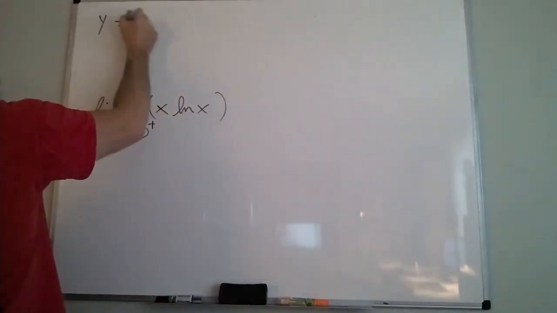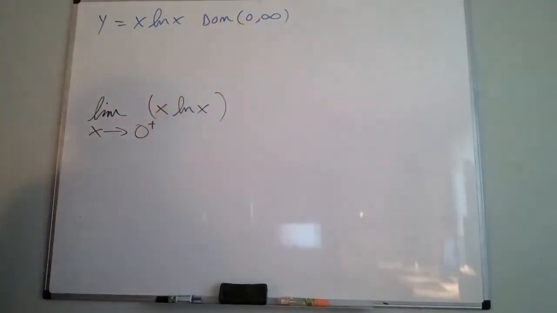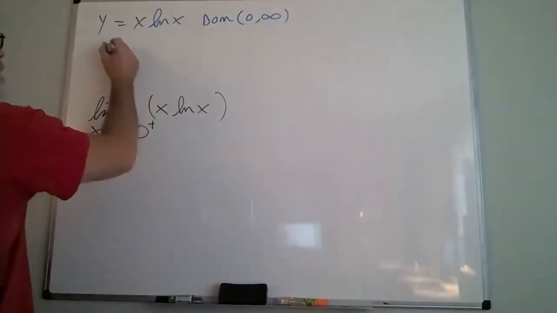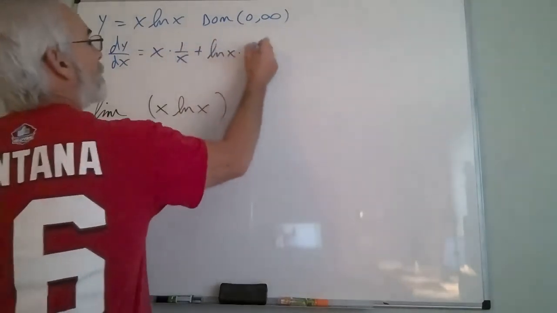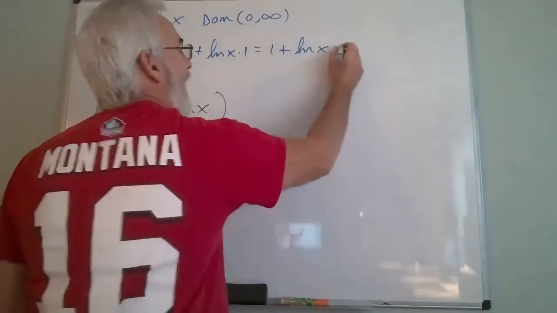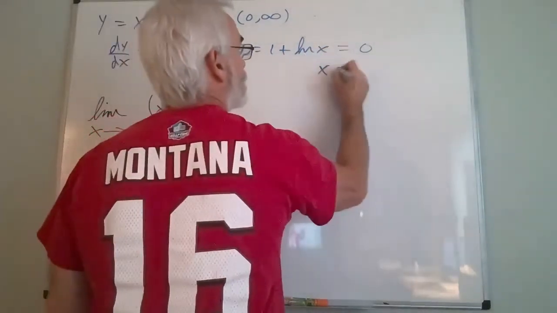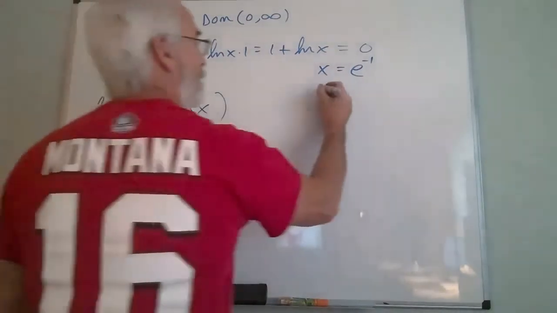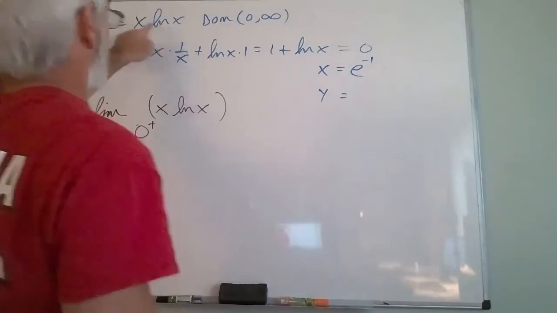So if we start with y equals x log x, first of all, the domain is only positive numbers. The log of 0 does not exist, and log of a negative number is imaginary. So the domain has to be only to the right of the y-axis. Okay, so what's the derivative of this guy? Well, it's first times derivative of second plus second times derivative of first. We know that. And if I set this equal to 0, this will equal 0 when x is e to the negative 1, or 1 over e. Oh, okay. So now, what's the y value? Well, log of e to the negative 1 is negative 1, so it'd be negative e to the negative 1.